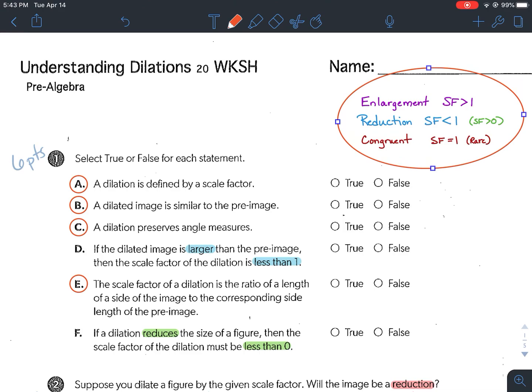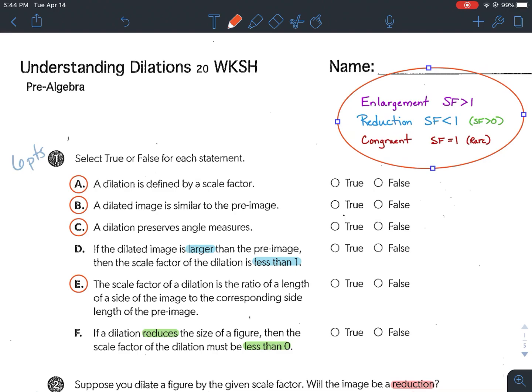But the key is also that the scale factor is never less than 0. Let me say that again. Scale factor is never less than 0. So it's either going to be greater than 1 for an enlargement, it's going to be less than 1 but greater than 0 for a reduction, and it will be equal to 1 if it's congruent. Having a scale factor equal to 1 is very rare, in this worksheet, that is.